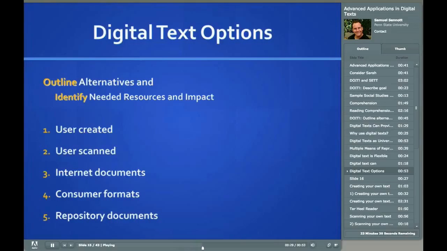The third are finding documents on the internet. The fourth is consumer formats like the iPad or the Kindle. And the fifth is repository documents. There are large libraries of digital text being built currently and can provide options for acquiring digital text. So we're going to take a look at some of these alternatives.